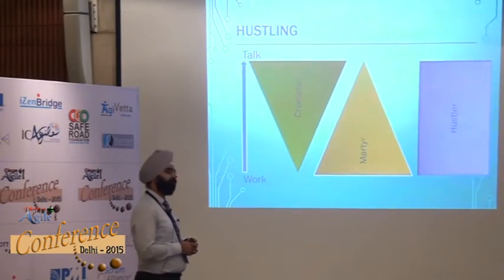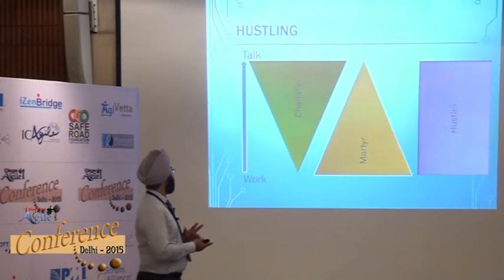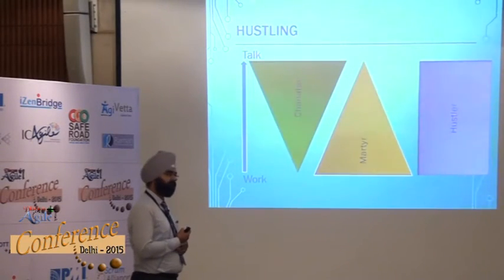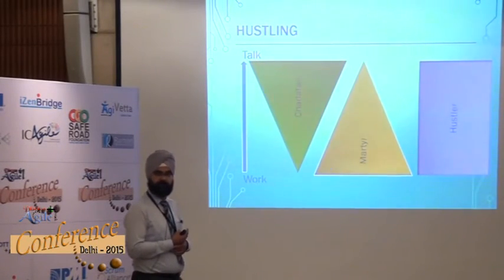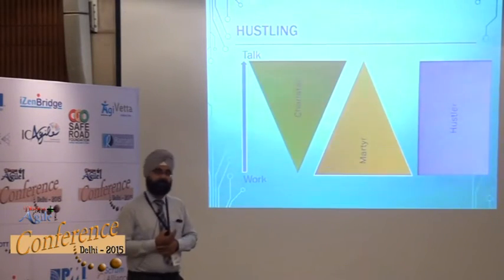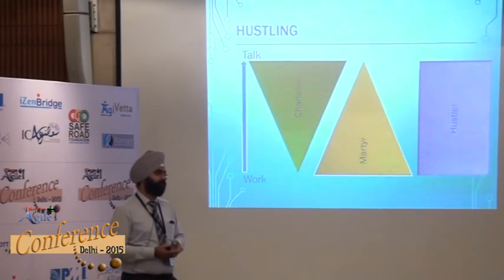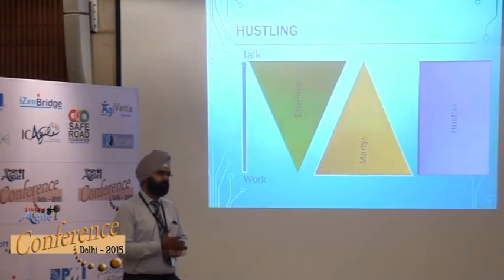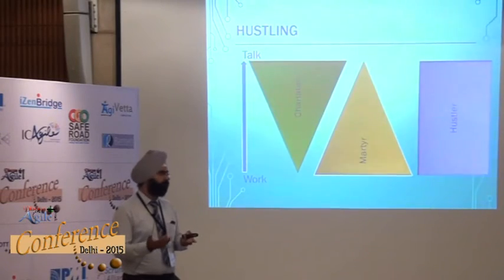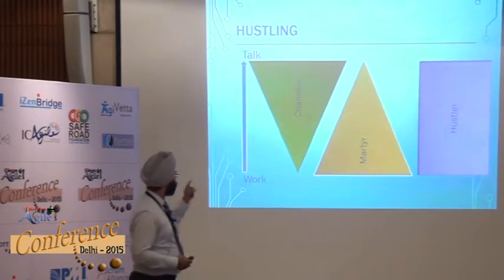So the third kind of effort is hustlers. Hustlers are an ideal combination of charlatan as well as martyr. So what will they do? They will work initially, then they will talk, and then they will work, and they will keep on updating their customers. I have a product, I'm just making a product, and then I will launch this product. I have seen some of my friends who are into product development. Most of the time, they are on Facebook, Twitter, telling people about their product and asking them to use it. So that is the mixed approach of charlatan and martyr.